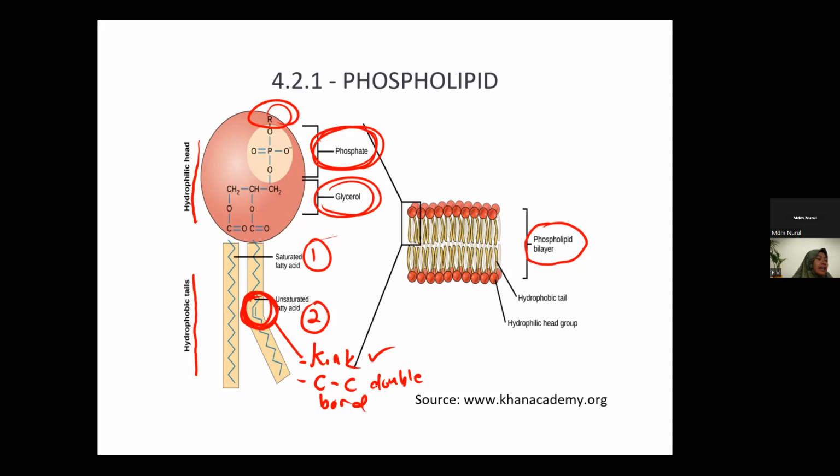Okay? Alright. And the saturated fatty acid, you can see here, because there is no kink, so no carbon to carbon double bond. Okay. Right? So this is the structure of the phospholipid. Okay.